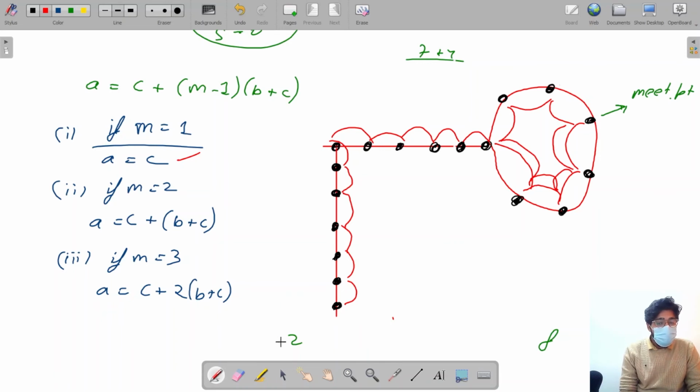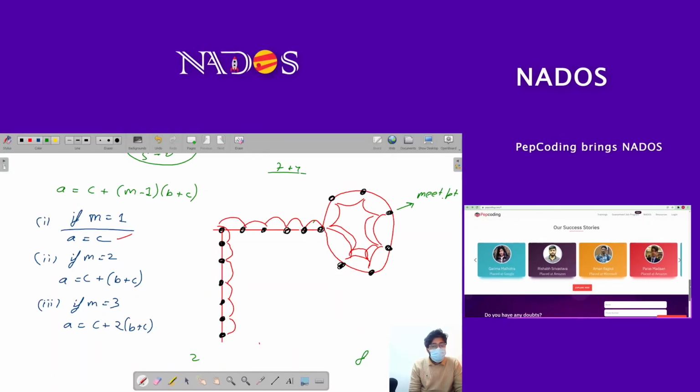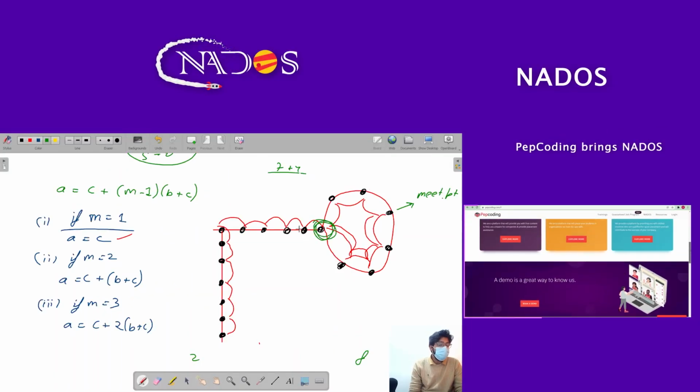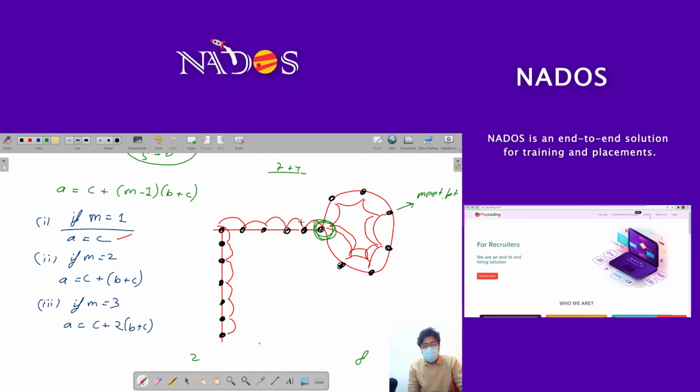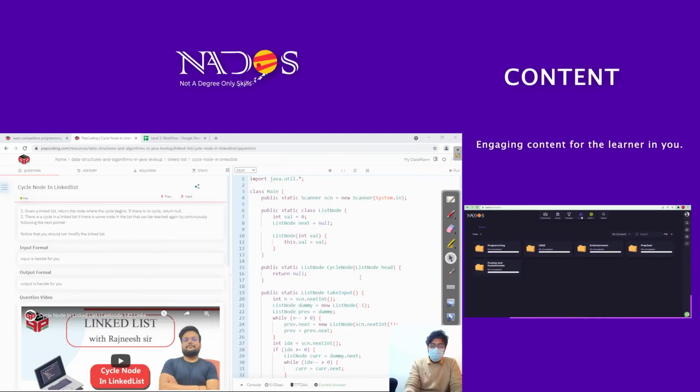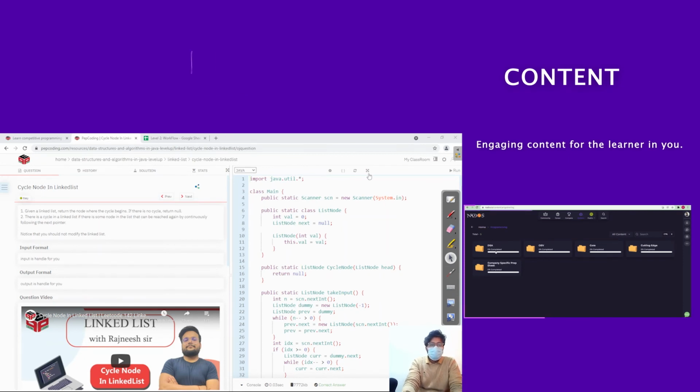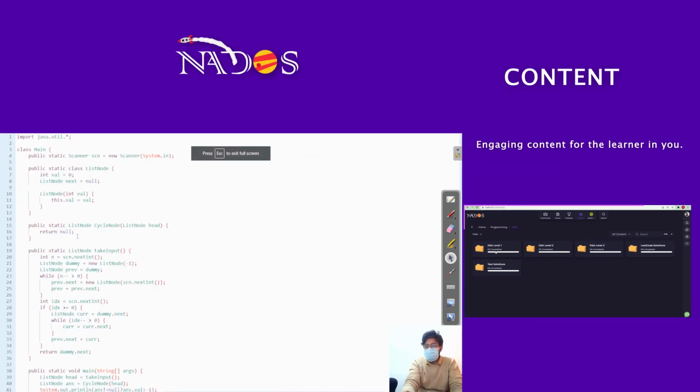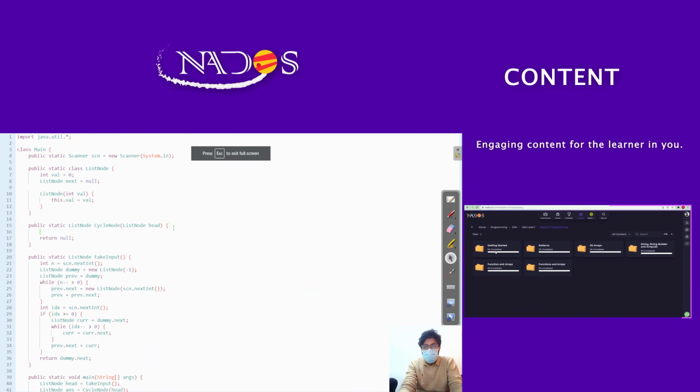So if I take slow at head and start to move both of them simultaneously, at the end where will they meet? They will meet at the node which I wanted, right? So this is how we have to do it. So let's code it out. It's pretty simple. So let's make it full screen and start doing it. I'll tell you.